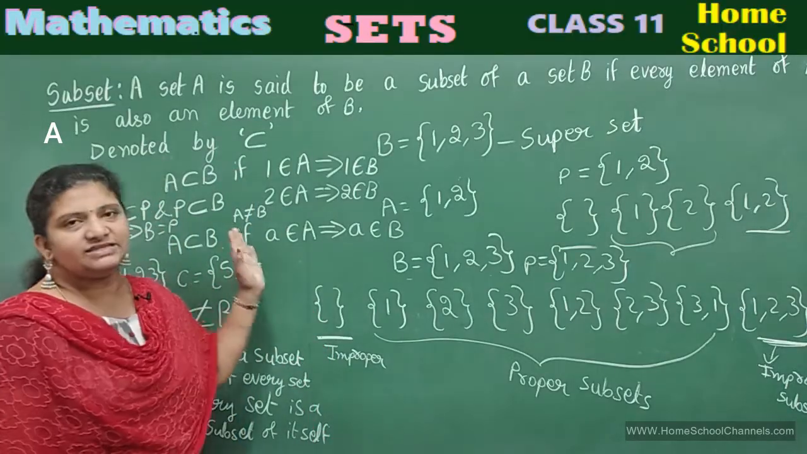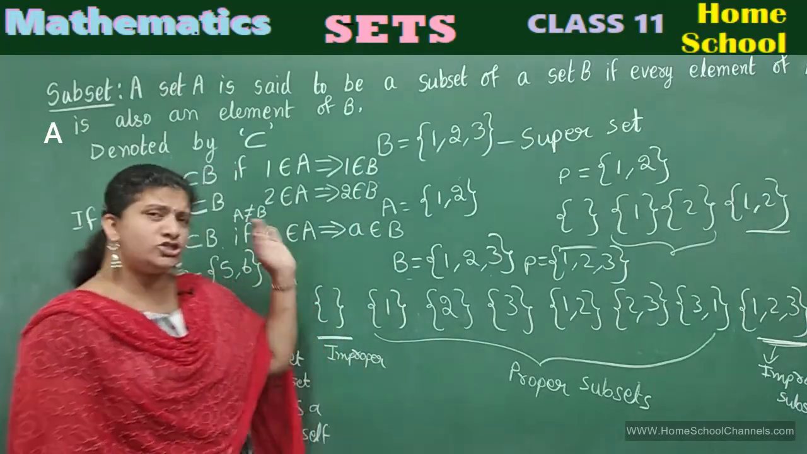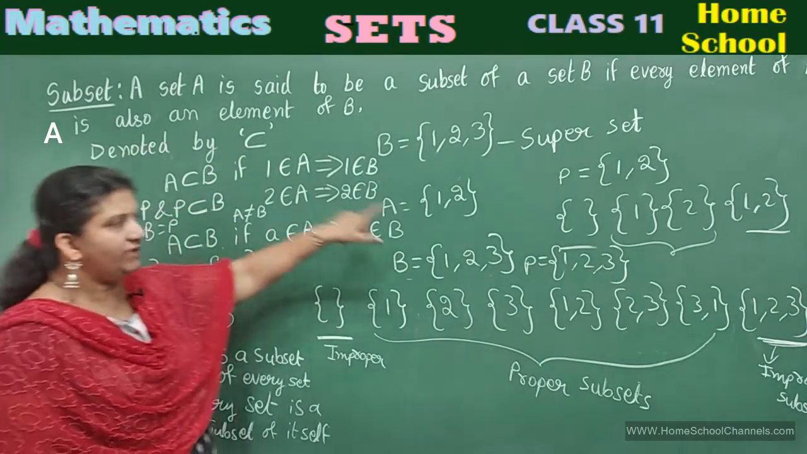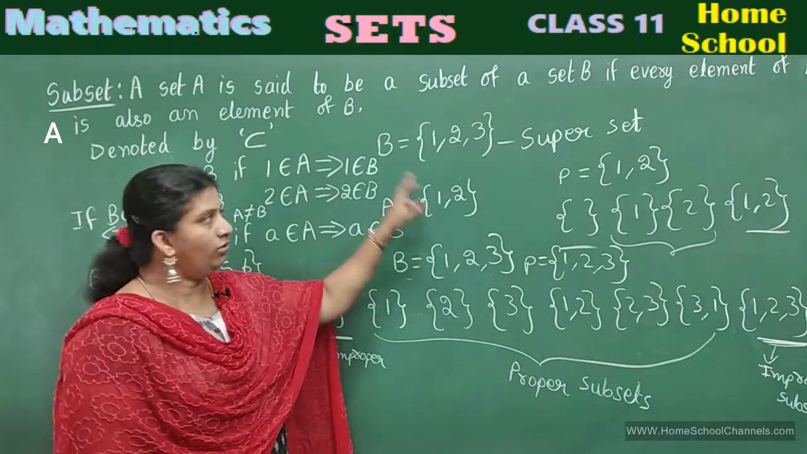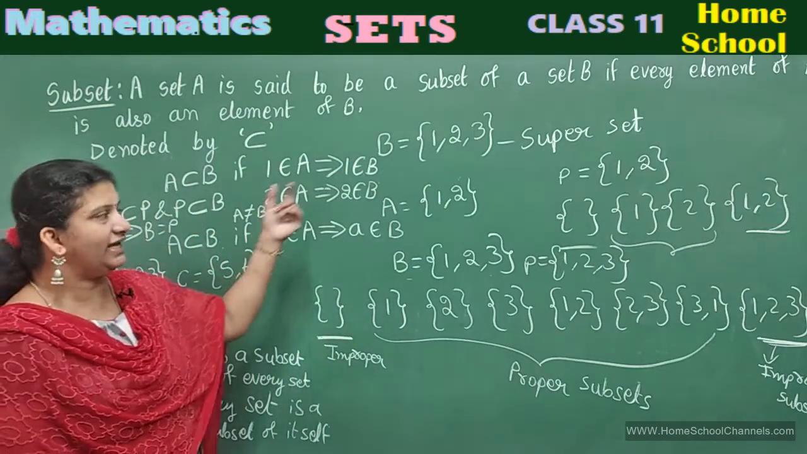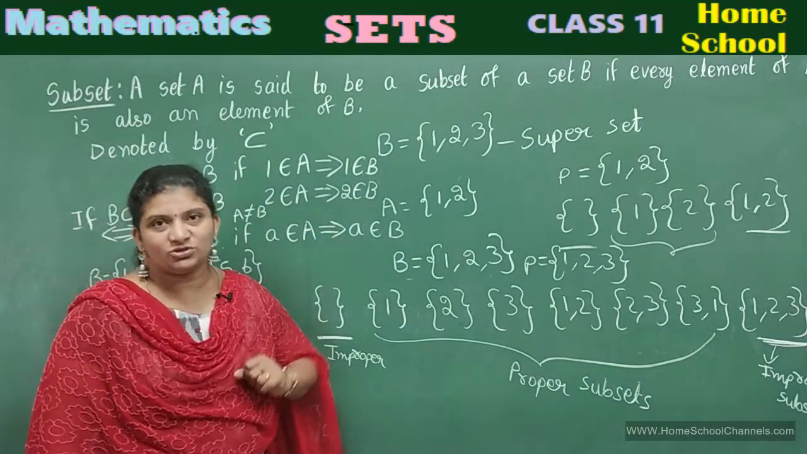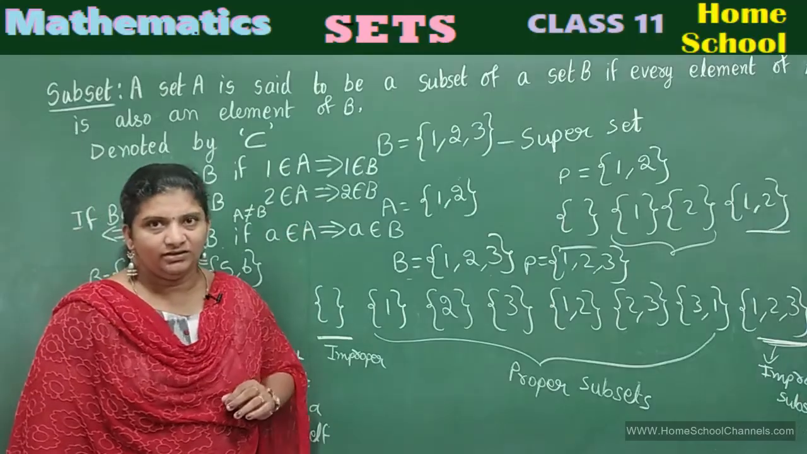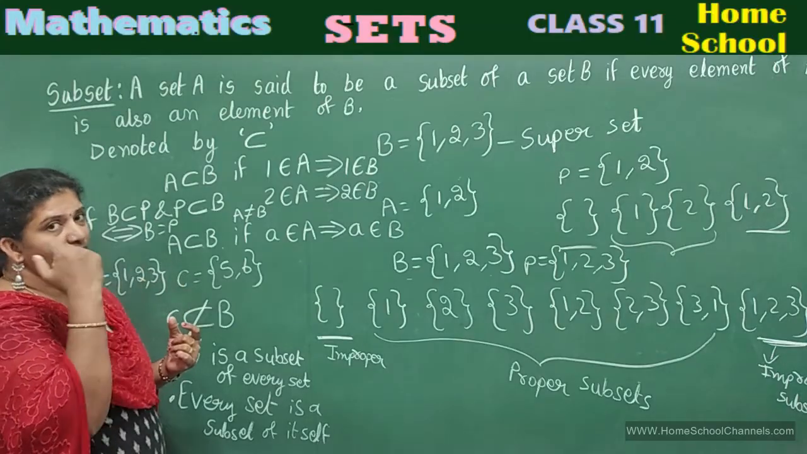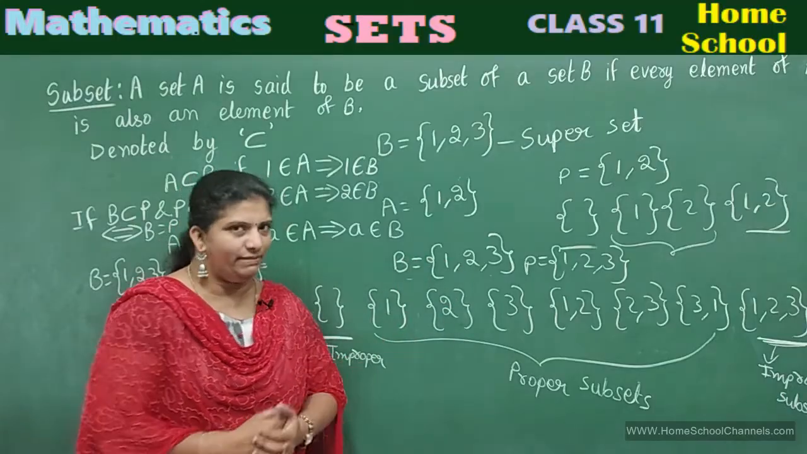What is a subset? A set A is said to be a subset of set B if every element of A is also an element of B. Subset is denoted by the symbol. I have taken an example: A = {1, 2}, B = {1, 2, 3}. A is a subset of B. And I have explained by taking the elements here: 1 belongs to A, 1 belongs to B; 2 belongs to A, 2 belongs to B. With implies I have written here. Suppose all the elements of one set are equal to all the elements of another set, I say that P is equal to B.